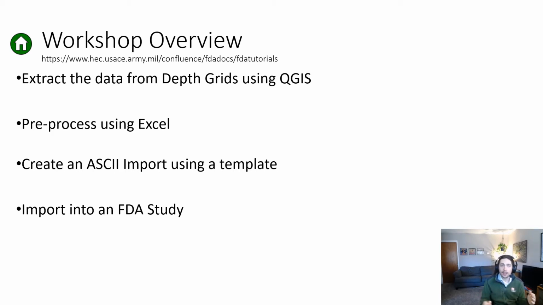Once we get that done, we're going to copy and paste that table of results into Excel, where hopefully folks who are less used to GIS can be a little more comfortable, and we're going to do some pre-processing there. Once we've got our data clean and looking like we want it, we're going to create an ASCII import file off of a template that can be imported right into FDA, so we don't need to mess with entering into the forms directly there without copy-paste. And then finally, once that template's all filled out, we can import it into an FDA study.